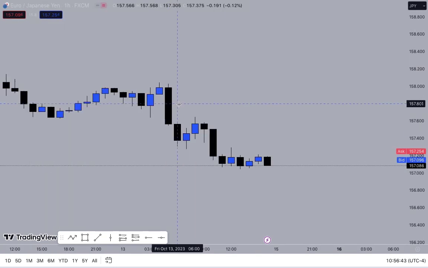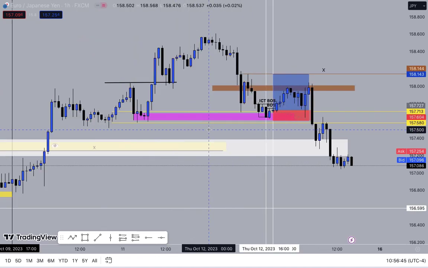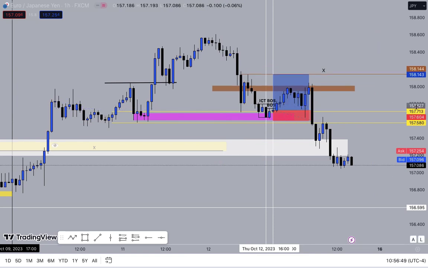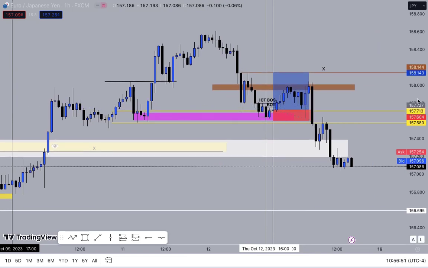I went down to the 1-hour time frame. I always do a top-down analysis. Now what I was looking for on the 1-hour time frame was an order block in that support region. So when I came to the 1-hour, I saw the order block here, this pink level.